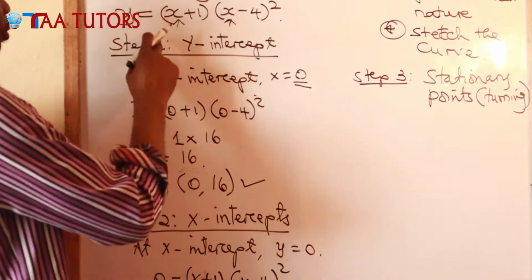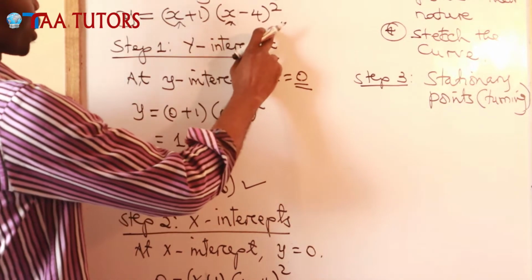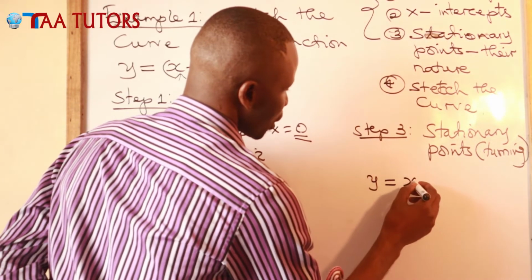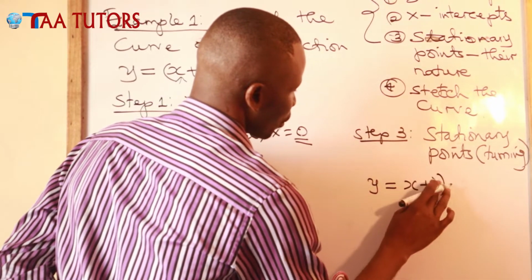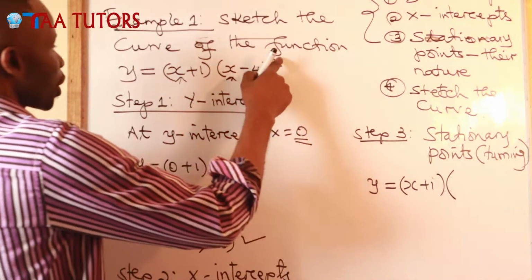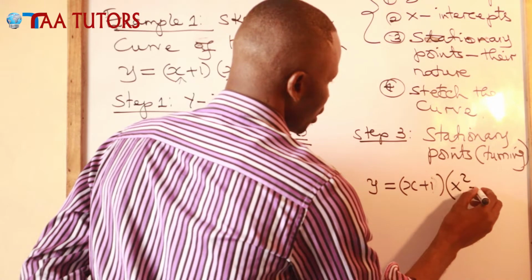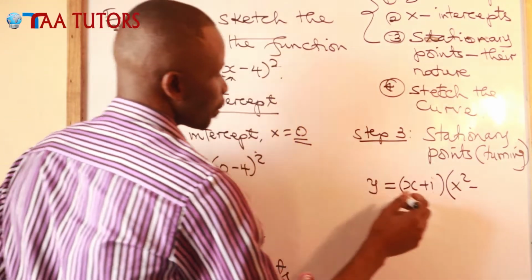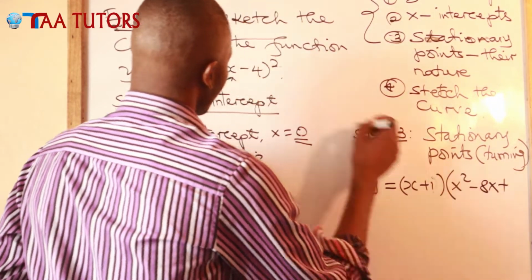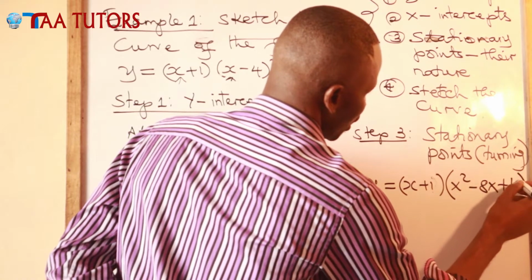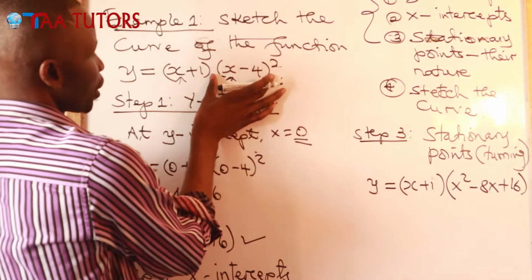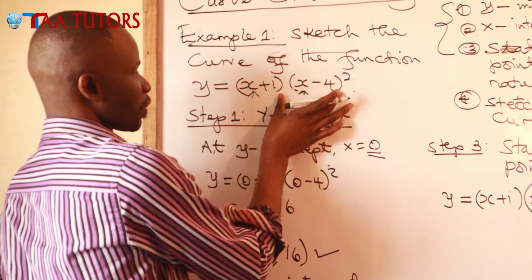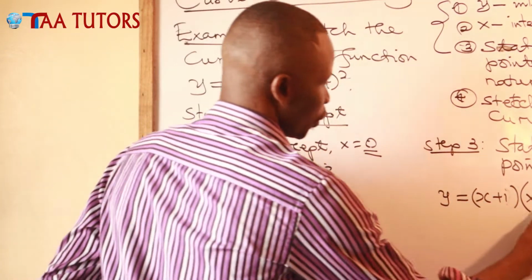For us to find the stationary point, we need to expand this function so that we have one function we can differentiate. So I'll say y equals (x plus 1) times, let me expand this. This will be x squared minus 2 times 4, 2x times negative 4 is minus 8x, plus 4 squared is 16. Viewers, what I've done is simply to open this particular expression here, because it is (x minus 4) squared, so that is (x minus 4) times (x minus 4). If you expand that, you will find this one here.